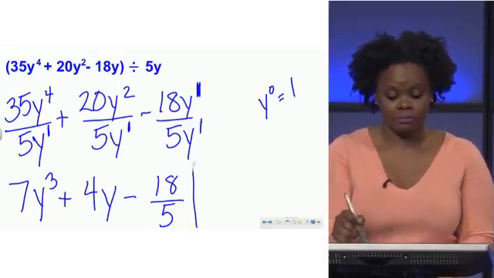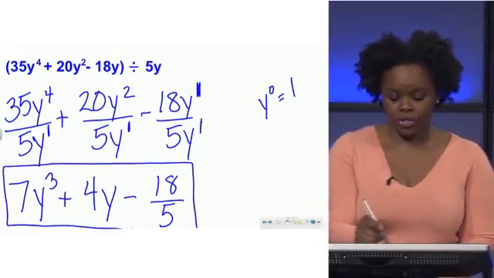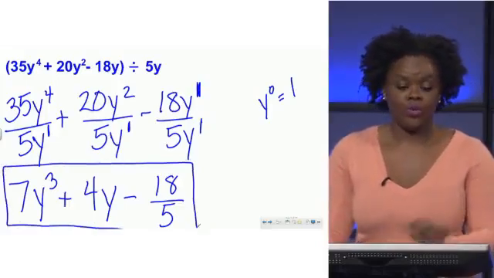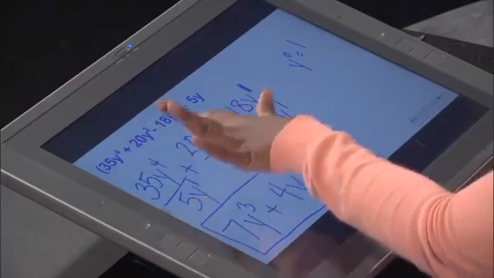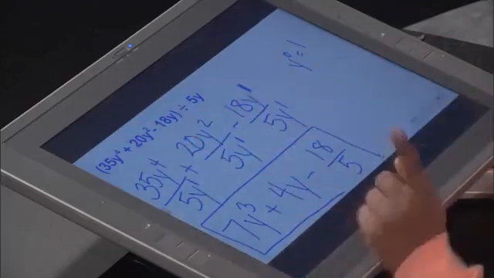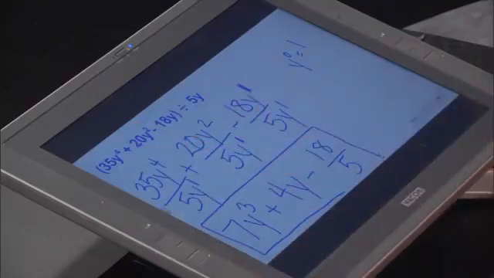And you've got it. This polynomial is your answer. So when you divide what we started with, that long bit divided by 5y, that's what you get. And that's your answer for that one. Okay? Let's try another one.